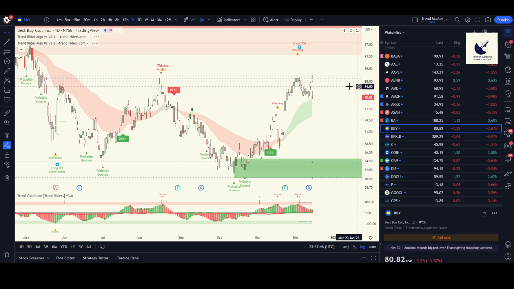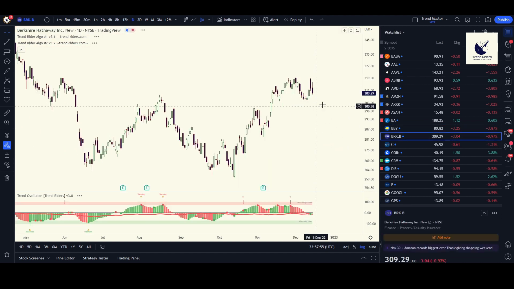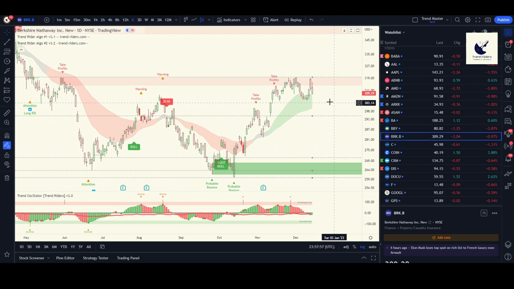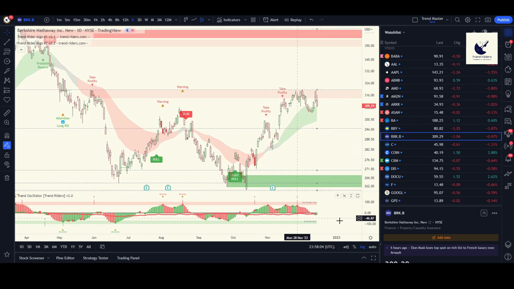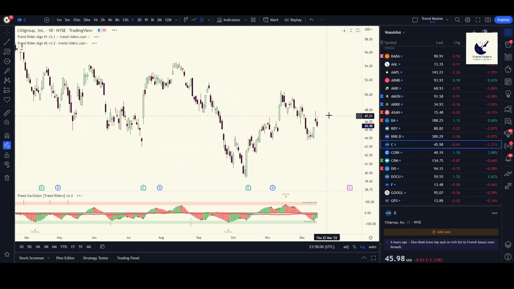Let's go to Best Buy. Best Buy has been rejected from here, resting above the rider band, but nothing special. Next one, this BRK, rejected. We're here deciding if it keeps going up or not. Money flow negative. Okay, does not have my attention.